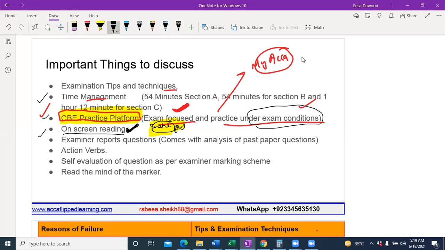Students do the exam, even if they're doing a mock, in 4 hours. Like, what are you trying to achieve?